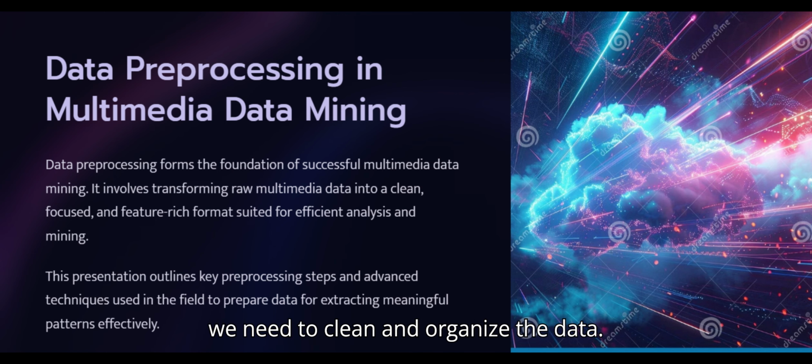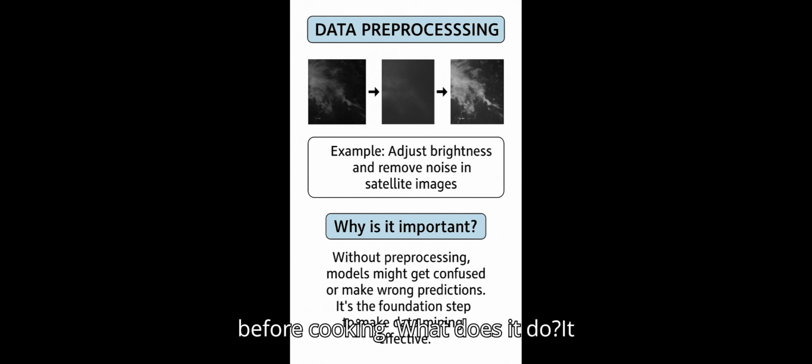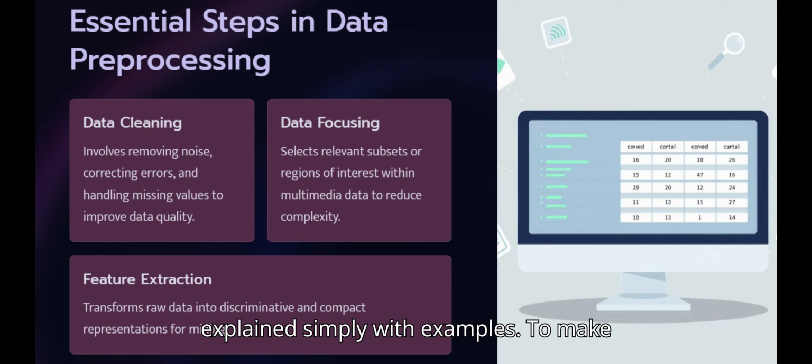Before we can analyze images, videos, or audio using AI or machine learning, we need to clean and organize the data. That's where data pre-processing comes in. It's like getting the ingredients ready before cooking. What does it do? It takes raw, messy multimedia data and transforms it into a clean and useful format. This helps models find patterns more easily.